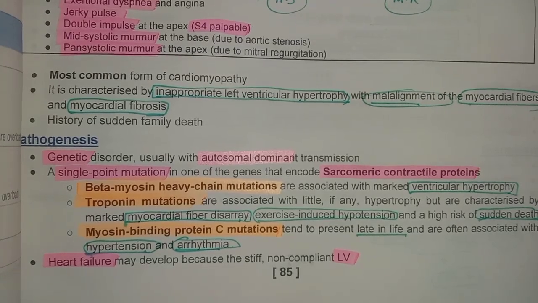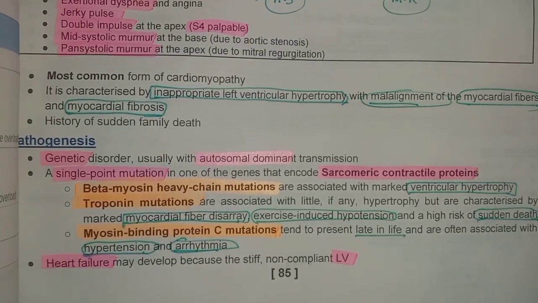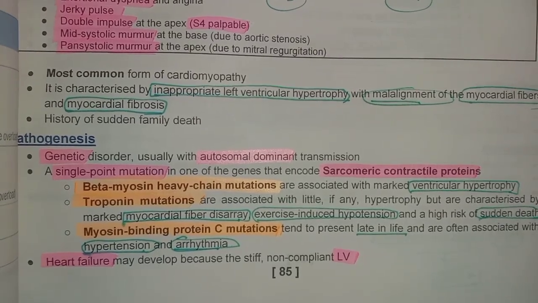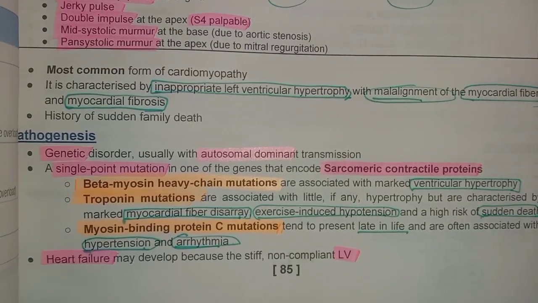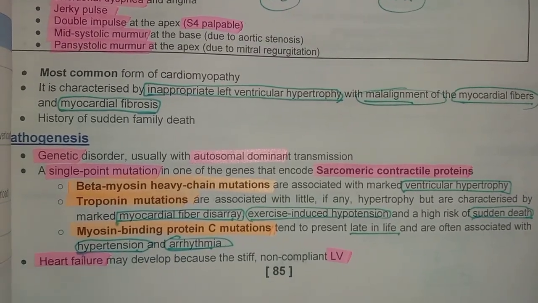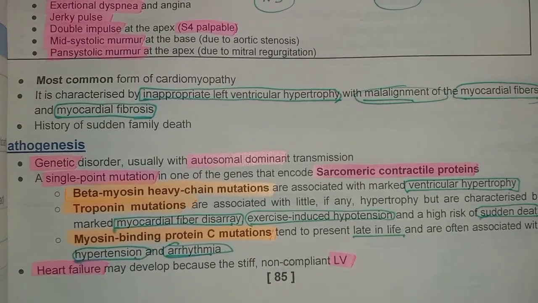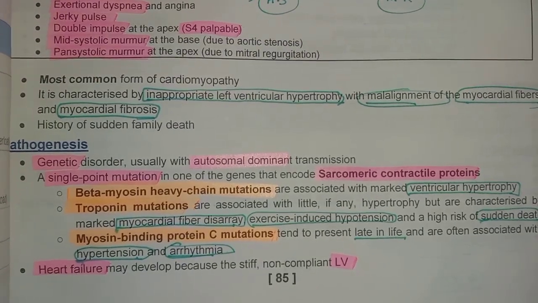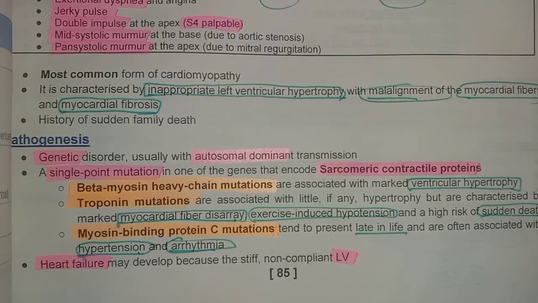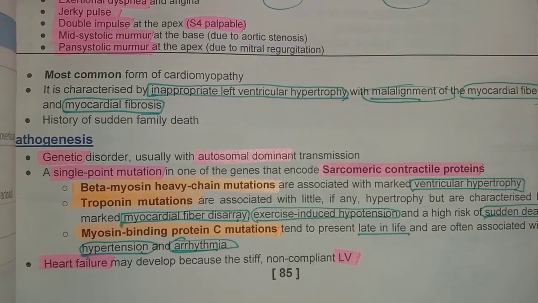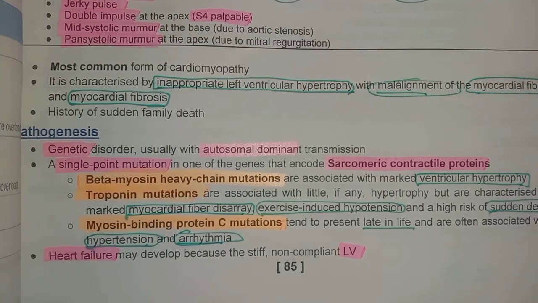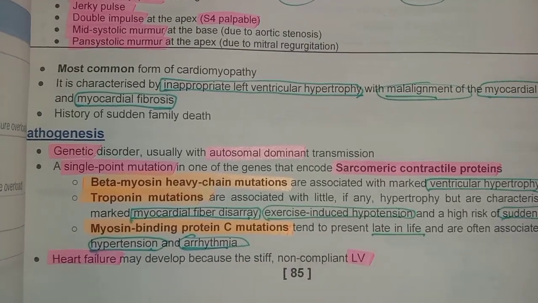Beta myosin heavy chain mutation is associated with ventricular hypertrophy. Troponin mutations are characterized by myocardial fiber disarray, exercise-induced hypotension, and sudden death. Then there are myosin binding protein C mutations, characterized by hypertension and arrhythmia. Then heart failure develops because the heart ventricles are stiff, with a non-compliant left ventricle.